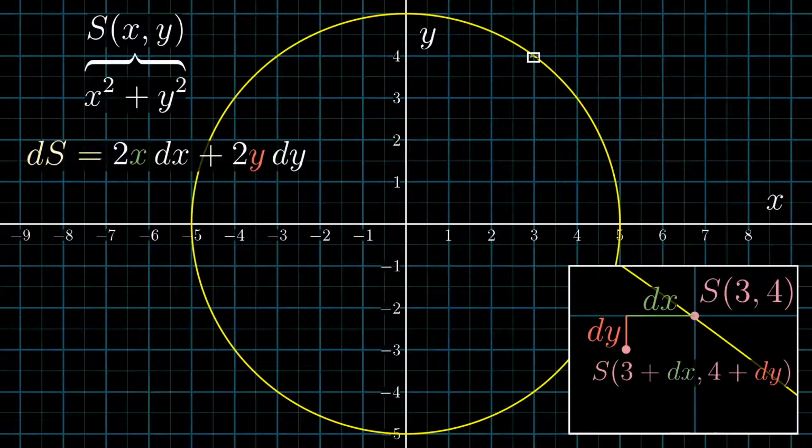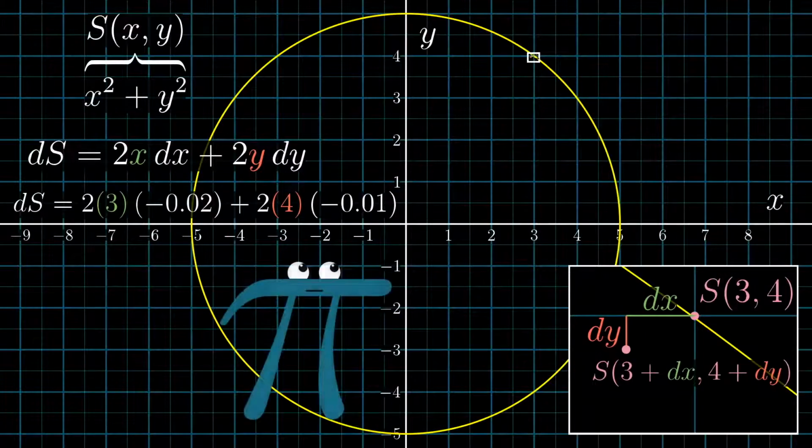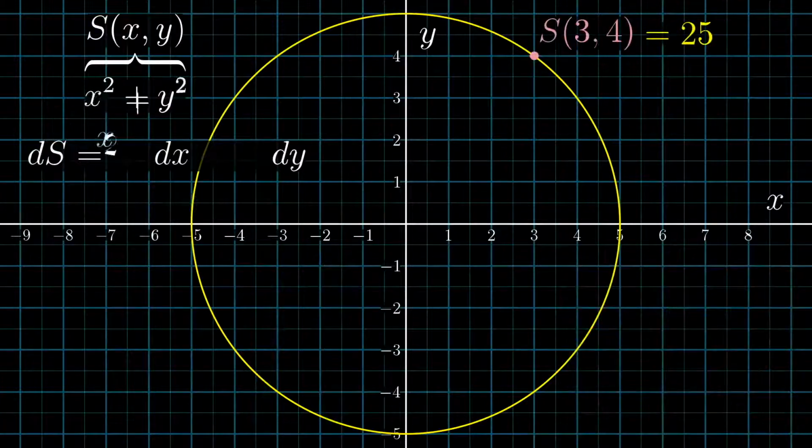For example, in this picture, we're starting off at a point where x equals 3 and where y equals 4. And let's just say that that step I drew has dx at negative 0.02 and dy at negative 0.01. Then the decrease in s, the amount that x squared plus y squared changes over that step, would be about 2 times 3 times negative 0.02 plus 2 times 4 times negative 0.01. That's what this derivative expression, 2x dx plus 2y dy, actually means.